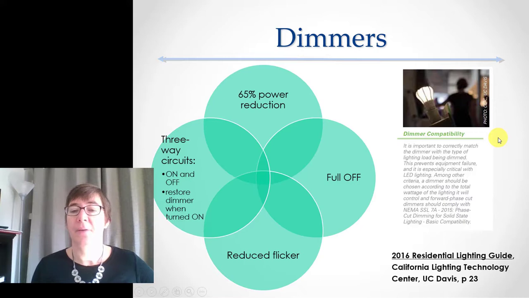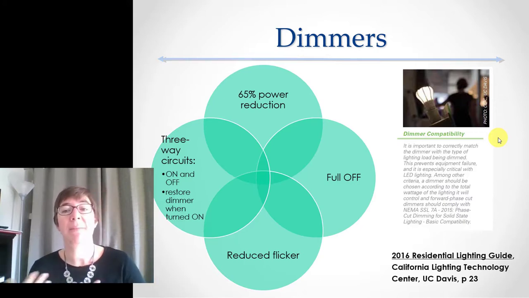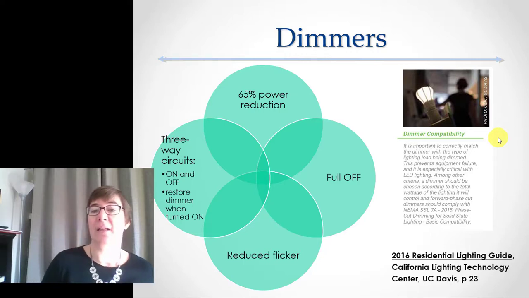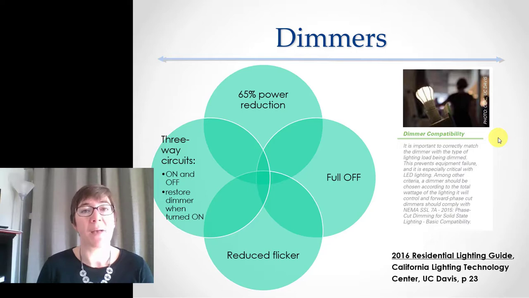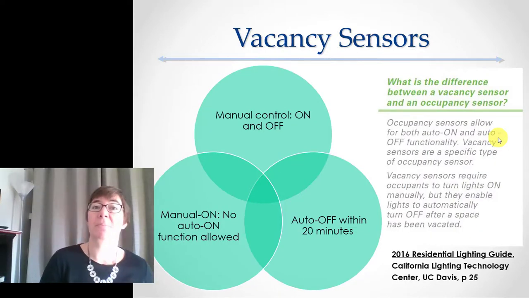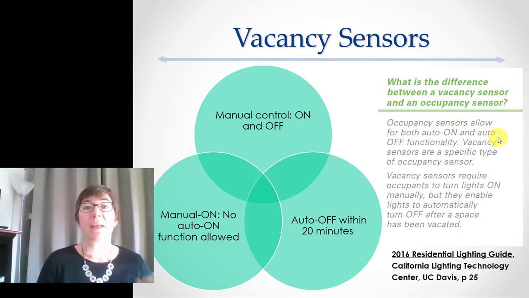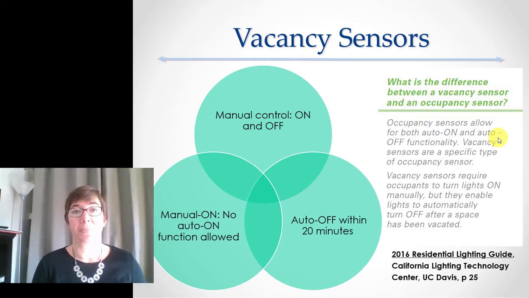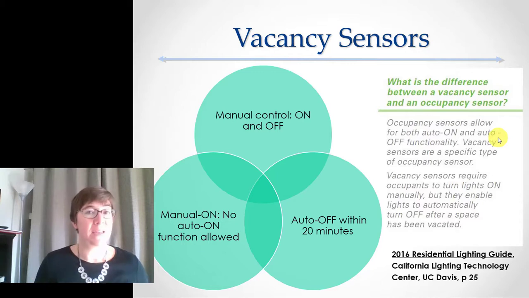The text here, the residential lighting guide, notes that it's important to correctly match your dimmer with the type of lighting load. So please read more carefully into that one. Our last topic under the mandatory lighting controls is vacancy sensor. What is a vacancy sensor?